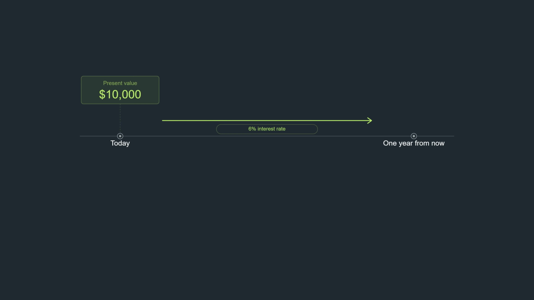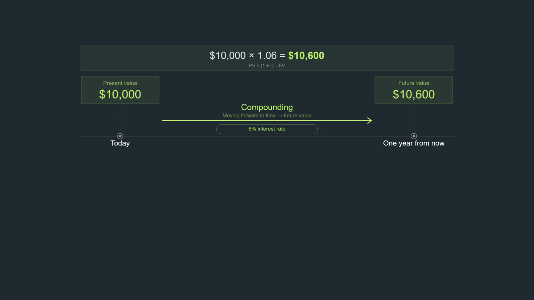So if I were to ask what $10,000 received today will be worth 1 year from now at a 6% interest rate compounded annually, I'm asking us to determine the future value of that amount. And since this involves just a single cash flow over 1 year, we can solve it easily. We take the present value of $10,000 and multiply it by 1 plus the 6% interest rate, giving us $10,600. That's compounding. And we can do the same thing in reverse.